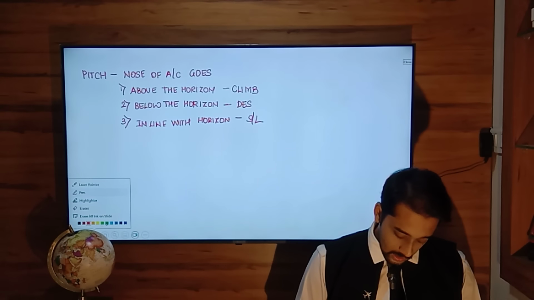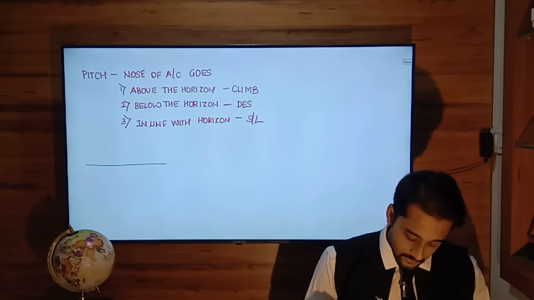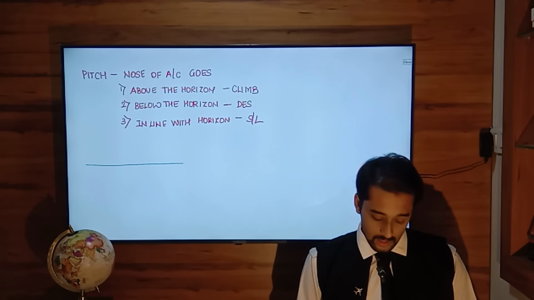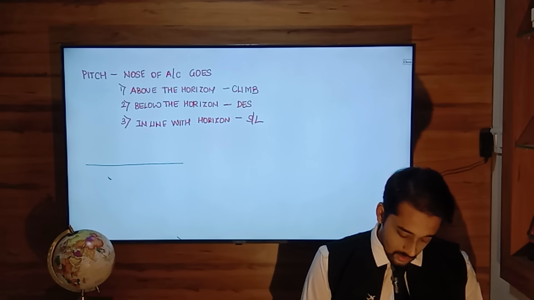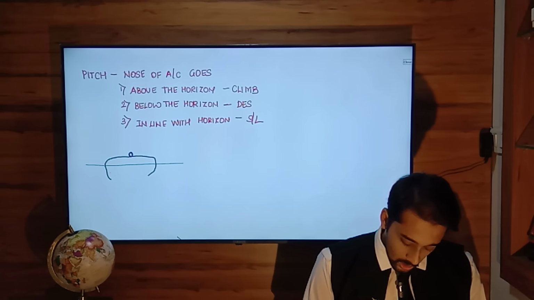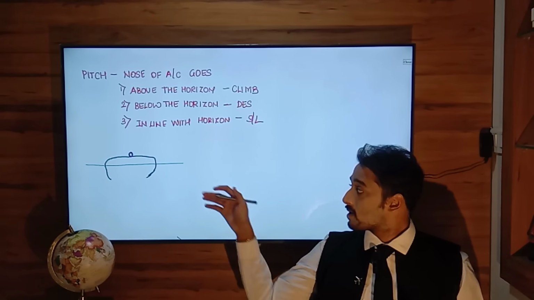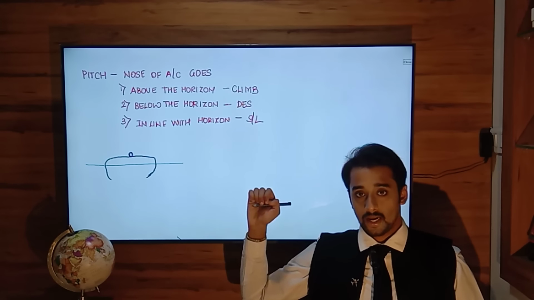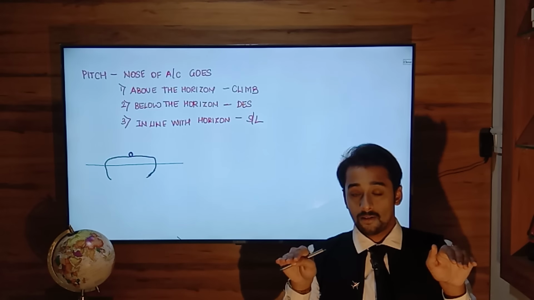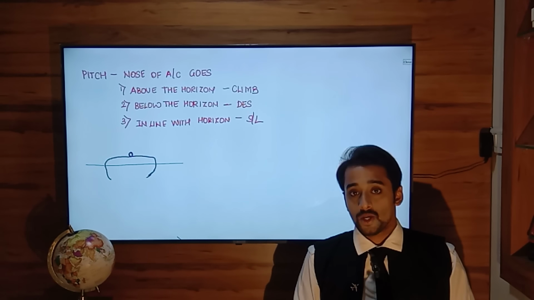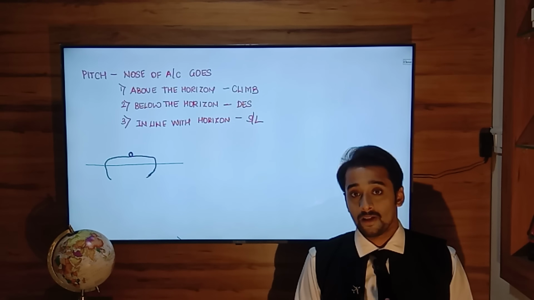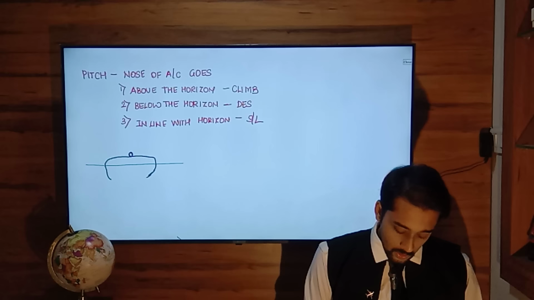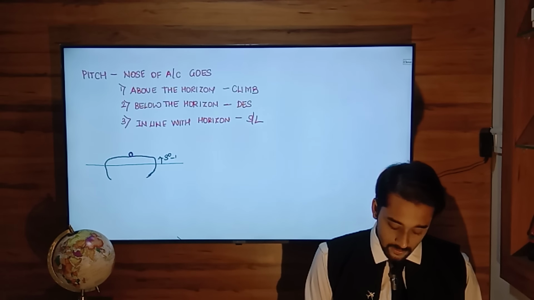Let's draw a diagram. Let's say this is your horizon. In case you want to pitch up, the cockpit of the aircraft will look something like this. This is the cockpit, and you are sitting inside it looking outside. So there is the horizon in front of you, at your eye level. In case you want to climb, you will pitch up, or raise the nose of your aircraft some 3 to 5 degrees above the horizon.